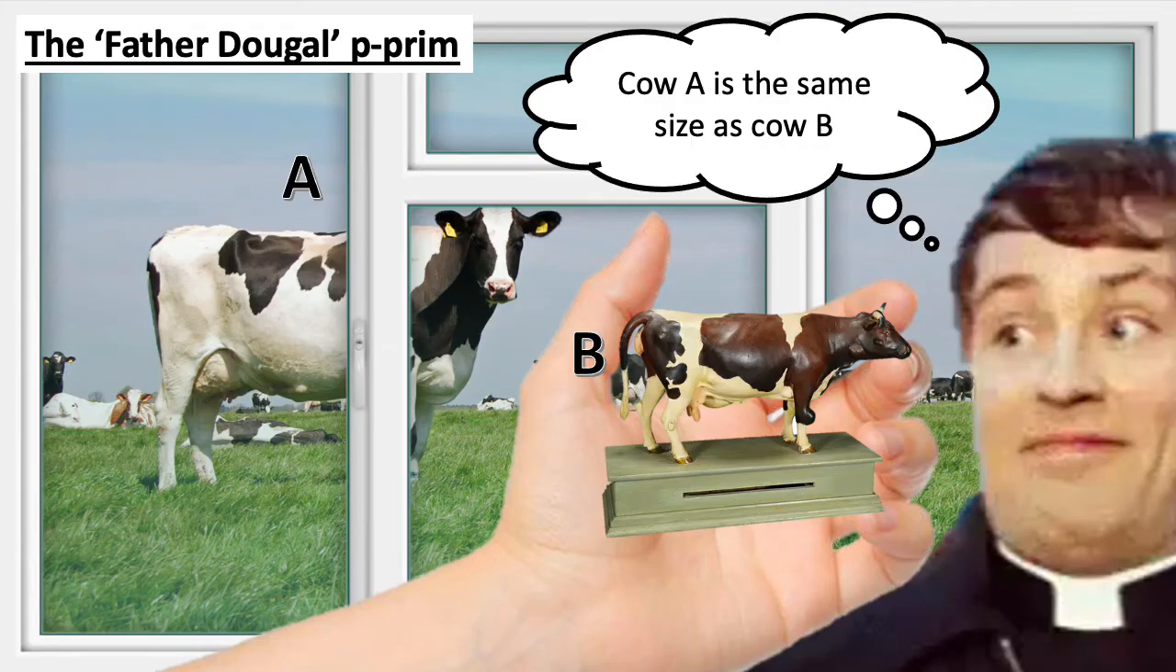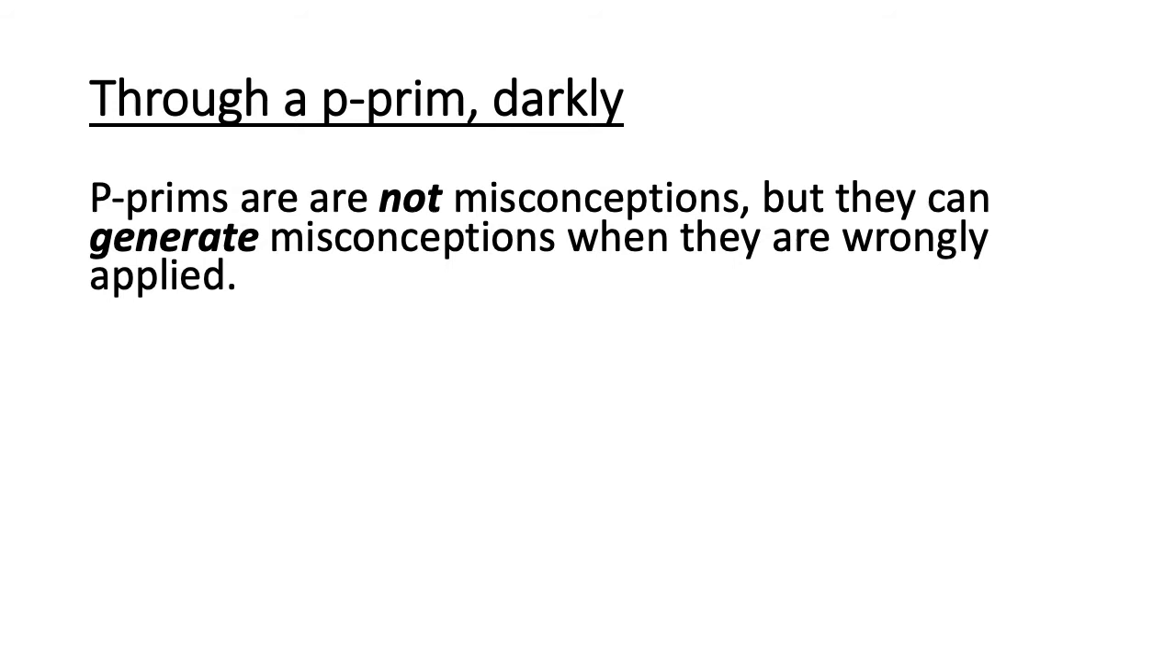The difficulty that Father Dougal was having was he was applying a p-prim inappropriately. So he was using the p-prim that small objects look small and large objects look large. And so because they look the same size, he assumed they were the same size. P-prims are not misconceptions, but they can generate misconceptions when they are wrongly applied.